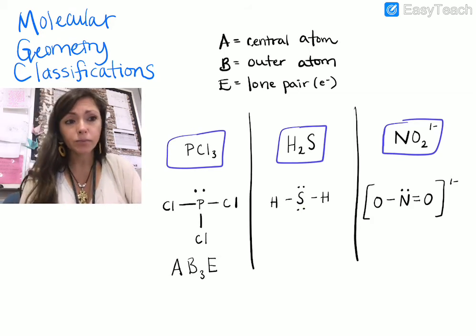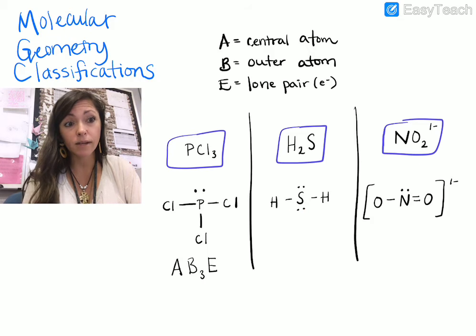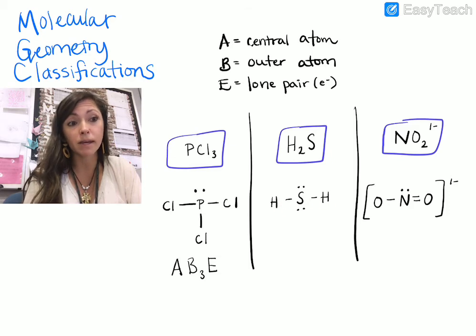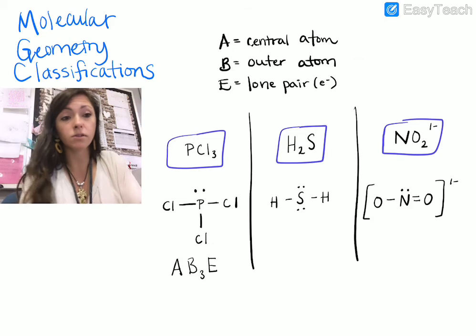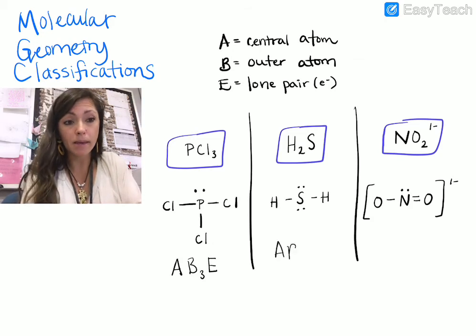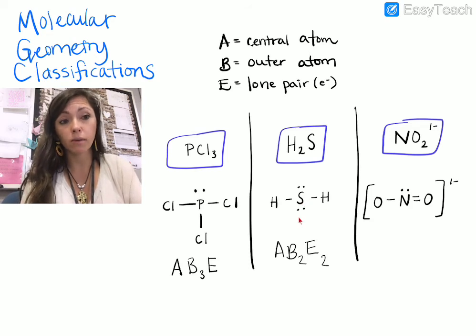Now, over here with the H2S, all right, you have sulfur as your central atom. It's got 2 outer atoms, and then it has 2 lone pairs. So where you see a shared pair, that's going to count as a B, right? So this is a B, this is a B, right? This is an E, this is an E, all right? And of course, your S is your central atom. So this is what's known as an AB2E2 molecule, all right? So that means it has a central atom, 2 outer atoms, and then 2 lone pairs.